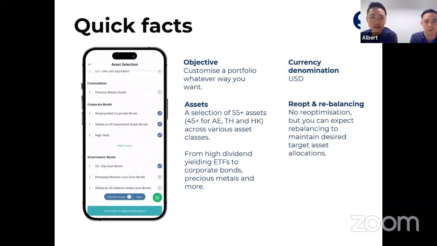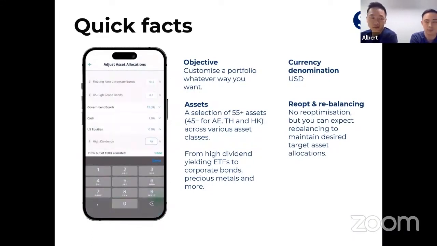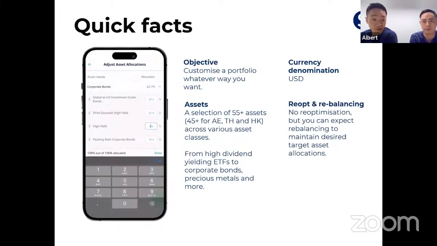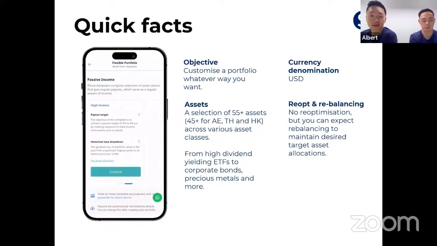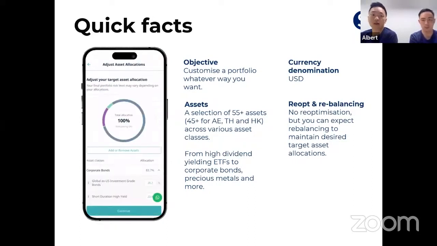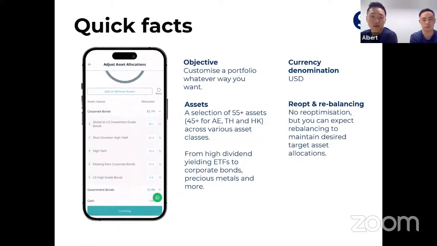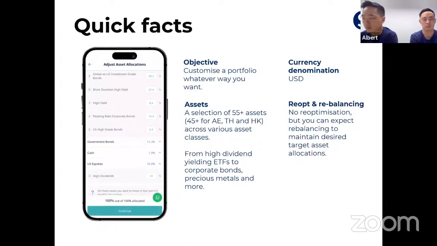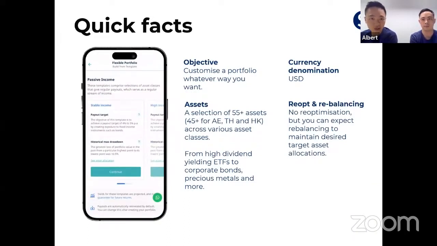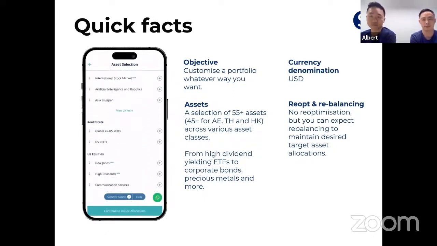So some quick facts about this flexible portfolio. The aim is to allow you to customize the portfolio in whatever way that you want to be. In terms of the assets that are available for you to curate your own portfolio, there's a selection of about 55 plus of these different assets. It's actually expanding, so we're constantly adding more and more over time. And you have access to, from high dividend yielding ETFs all the way to corporate bonds and even commodities like gold. So expect more from us. It's just limited to 55 now, but there will be more later on.